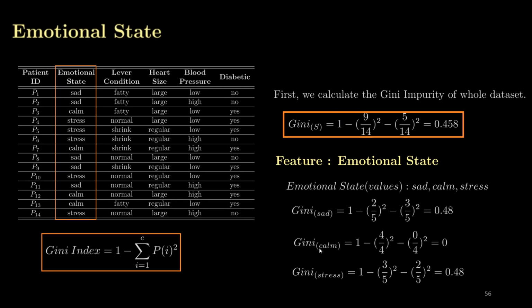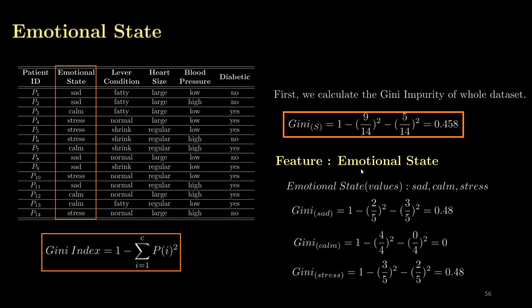The next step is to find the Gini index of calm. Calm in this column of our emotional state appears 4 times and every time with the label yes. So it has the probability of 1 with label yes and 0 with the label no. If I use the Gini index equation, I will get 0. Similarly, the Gini value for stress is 1 minus 3 by 5. Stress has also appeared 5 times in the column of emotional state, 3 times with the label yes, 2 times with the label no. So these are the probabilities. The final step is to subtract the squared probabilities from 1 and we will get these values.